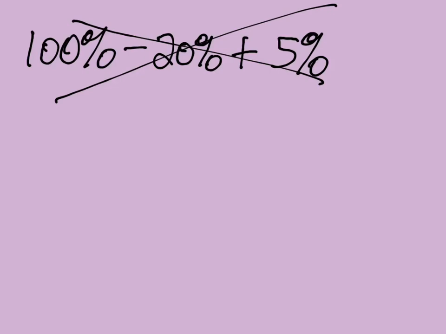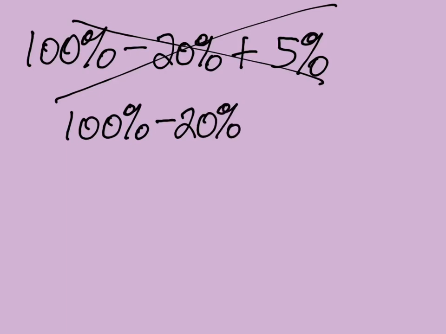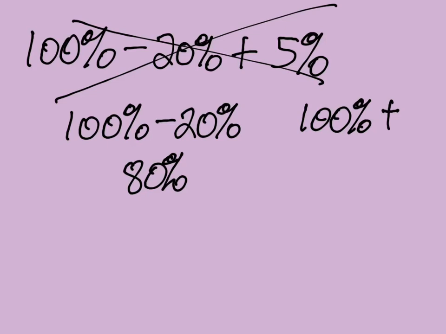That's not the way discounts and markup work. What I need to do is figure out that 100% minus 20% is equal to 80%. And I need to figure out that 100% plus 5% is 105%. And I can use both of those together.